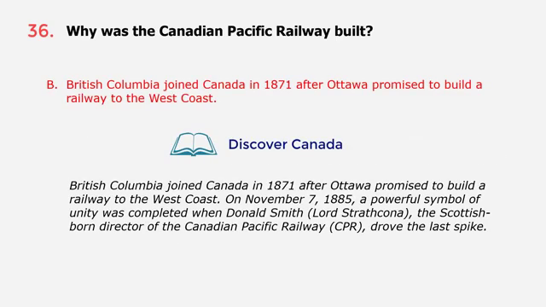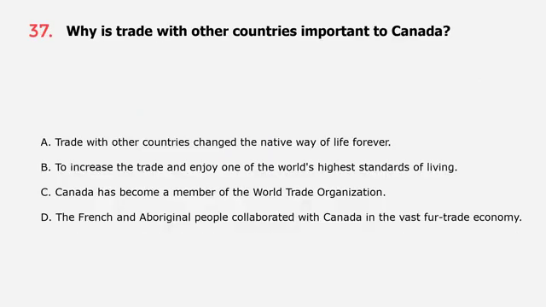The answer is B. British Columbia joined Canada in 1871 after Ottawa promised to build a railway to the west coast. Question 37. Why is trade with other countries important to Canada? A. Trade with other countries changed the native way of life forever. B. To increase the trade and enjoy one of the world's highest standards of living. C. Canada has become a member of the World Trade Organization. D. The French and Aboriginal people collaborated with Canada in the vast fur trade economy.